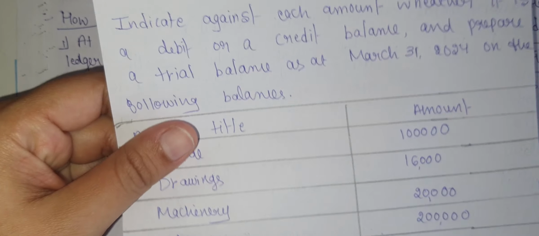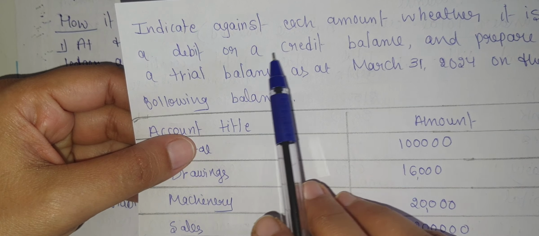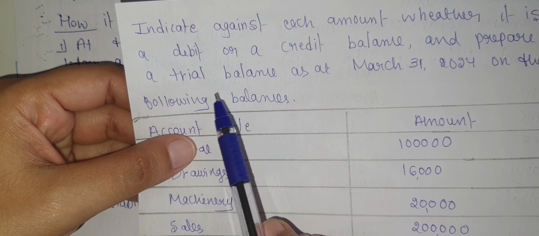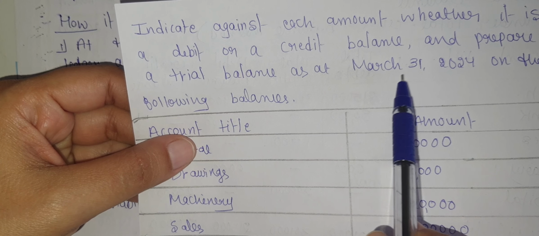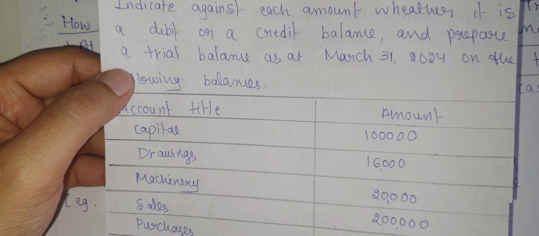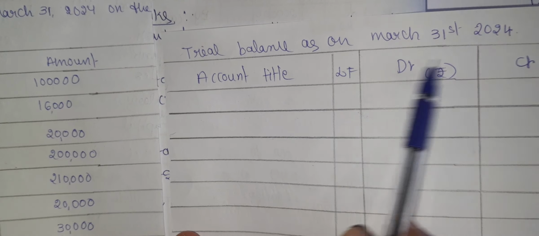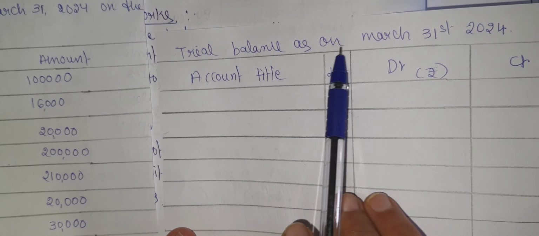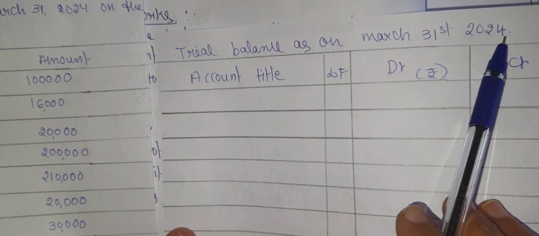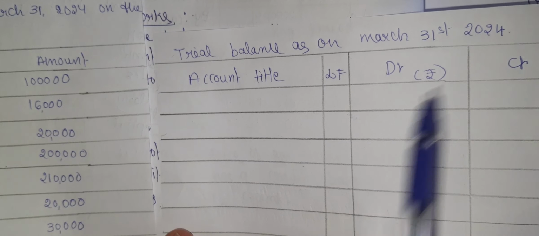Indicate against each amount whether it is a debit or a credit balance and prepare a trial balance as at March 31st, 2024 on the following balances. Now let's solve the problem. This is the format of trial balance. Trial balance as on March 31st, 2024. Account title, LF, debit amount and credit amount.